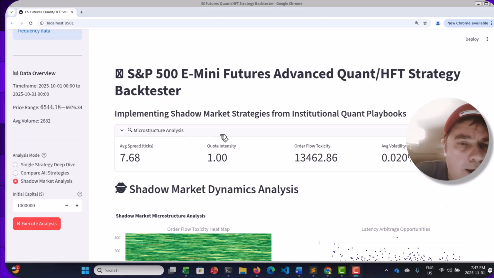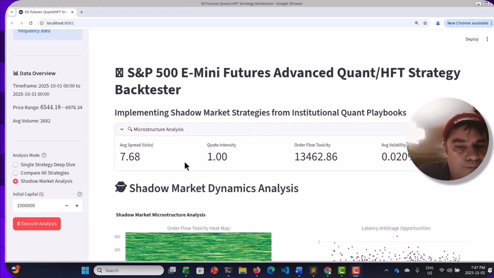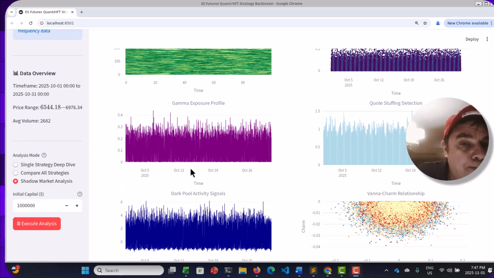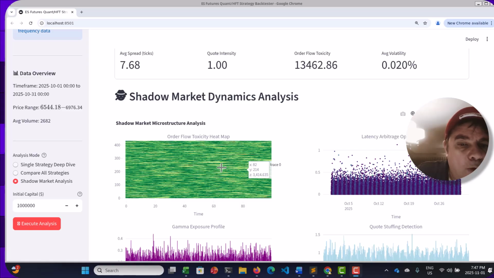So here we are with the shadow market strategies analyzed. This is the type of data we get here, and this is very intricate. We can see here over time an order flow toxicity heat map. Now remember, I didn't ask for this. AI gave this to me. We have latency arbitrage opportunities over each day. This is simulated data, but I could probably use real world data.